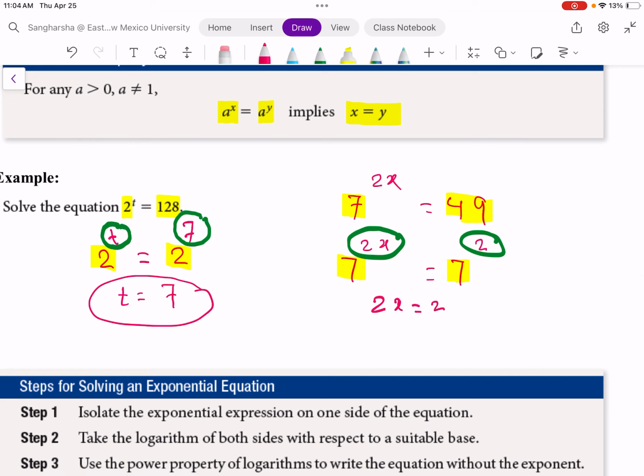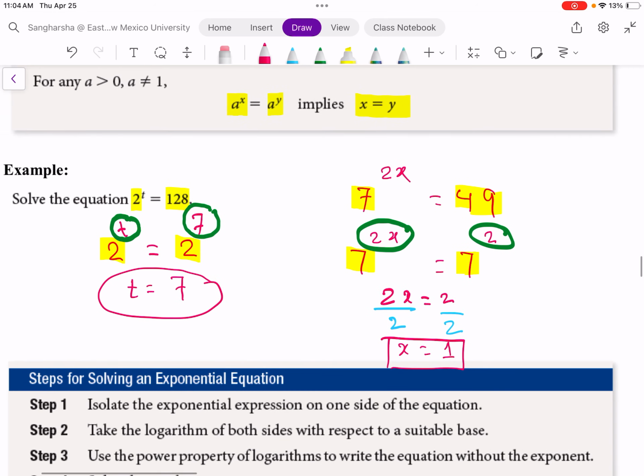How do we solve this? We divide both sides by 2. So 2x divided by 2 is x, and 2 divided by 2 is 1, so x equals 1. And this is the solution. We always try to make the same base on both sides.